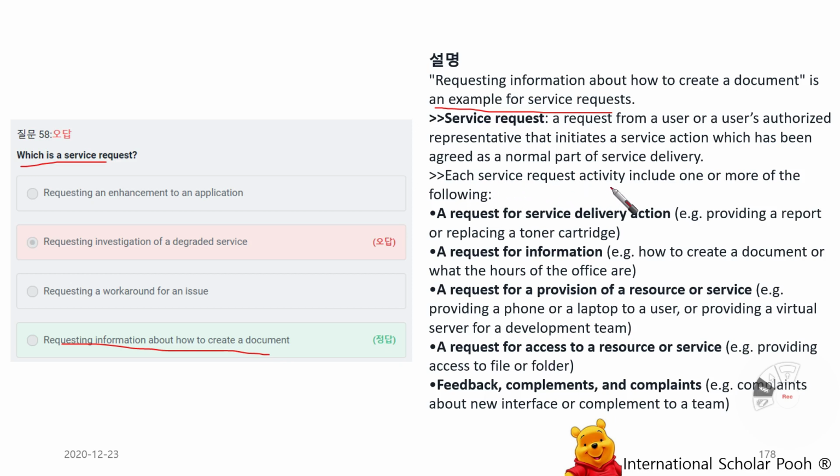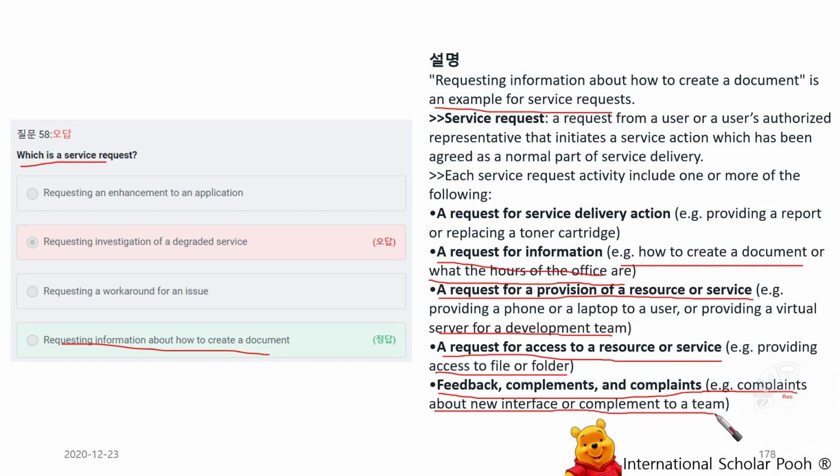Each service request includes one or more of the following: a request for a service delivery action, such as providing a report or replacing a toner cartridge; a request for information, such as how to create a document or what the hours of the office are; a request for provision of a service, such as providing a phone or laptop to a user or providing a virtual server for a development team; a request for access to a resource or service, such as providing access to a file folder; and feedback or complaints, such as a complaint about a new interface or a compliment to a team.